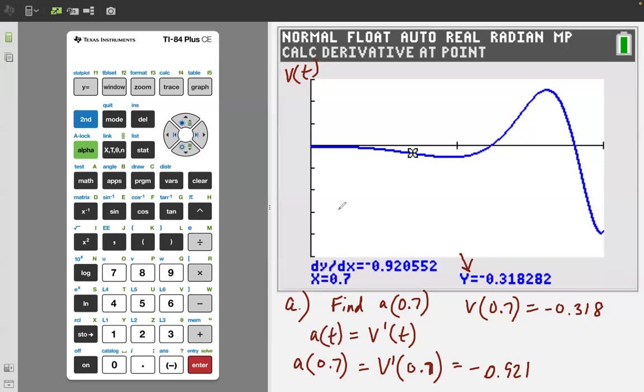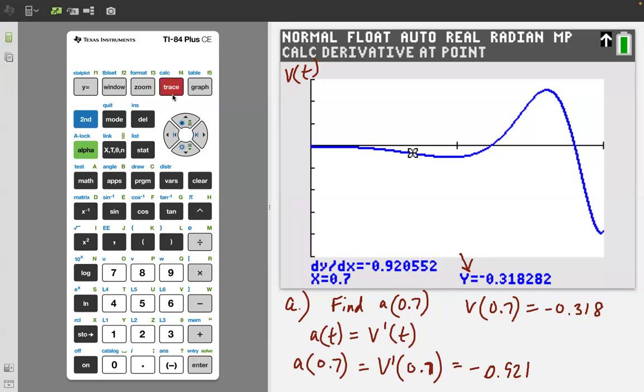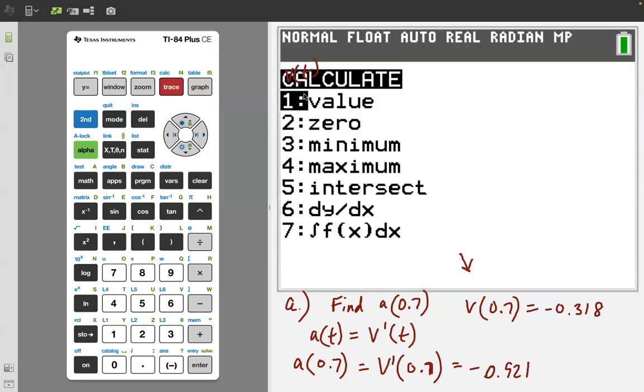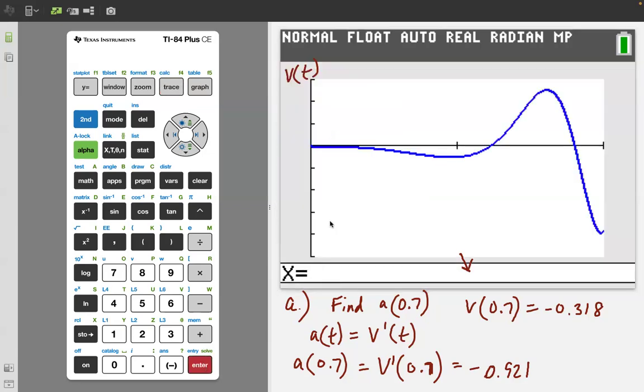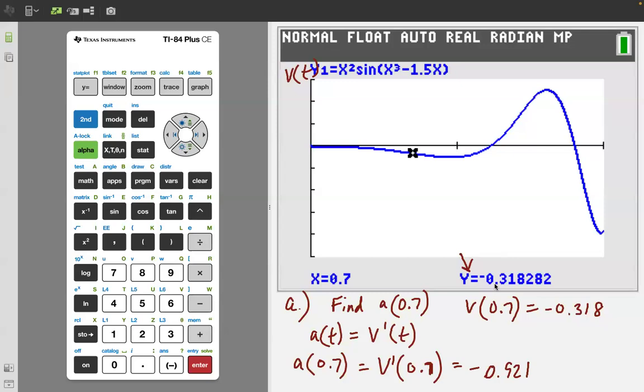If you're using an older software calculator that doesn't show this, you could do the following. You could hit calculate menu, which is second trace, and you could go to value. Value is option 1. And you could tell the calculator to tell you what is the velocity at time 0.7, and it will tell you it's negative 0.318, which we already knew from the other screen.